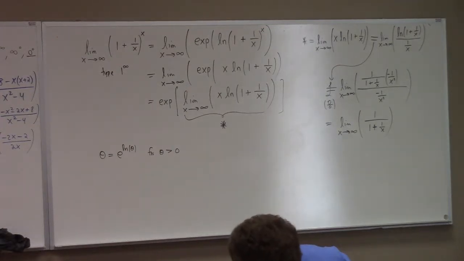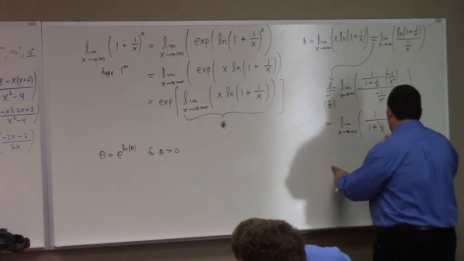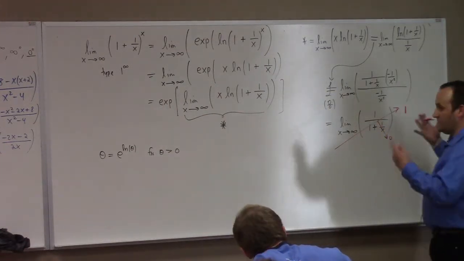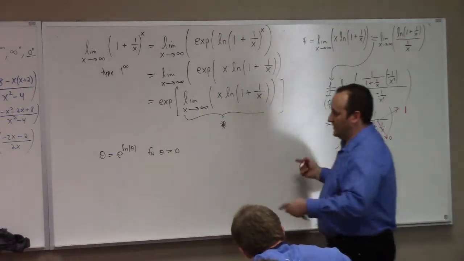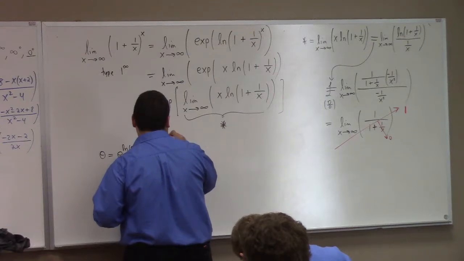Don't worry, we're almost done. This goes to 0, which means the whole thing goes to 1. So star is equal to 1. So I go back, I plug in star. This is equal to e to the 1.